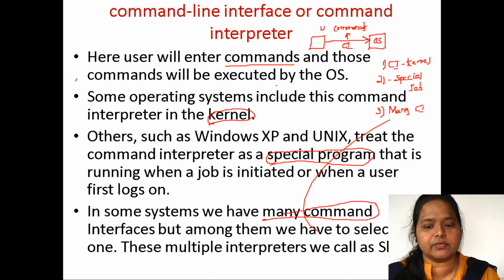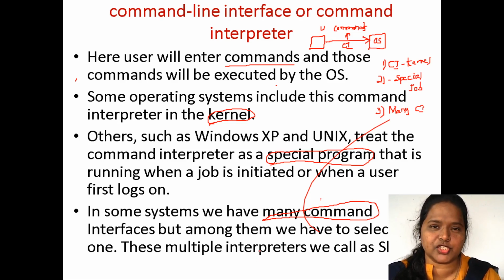This means multiple command interpreters will be there. Among the multiple command interpreters, we have to select a single command interpreter. When we have these many command interpreters, we call them a shell. Fine. These multiple interpreters we call shells. We have different shells like C shell, Bourne shell, Bourne Again shell. All these different shells we have.